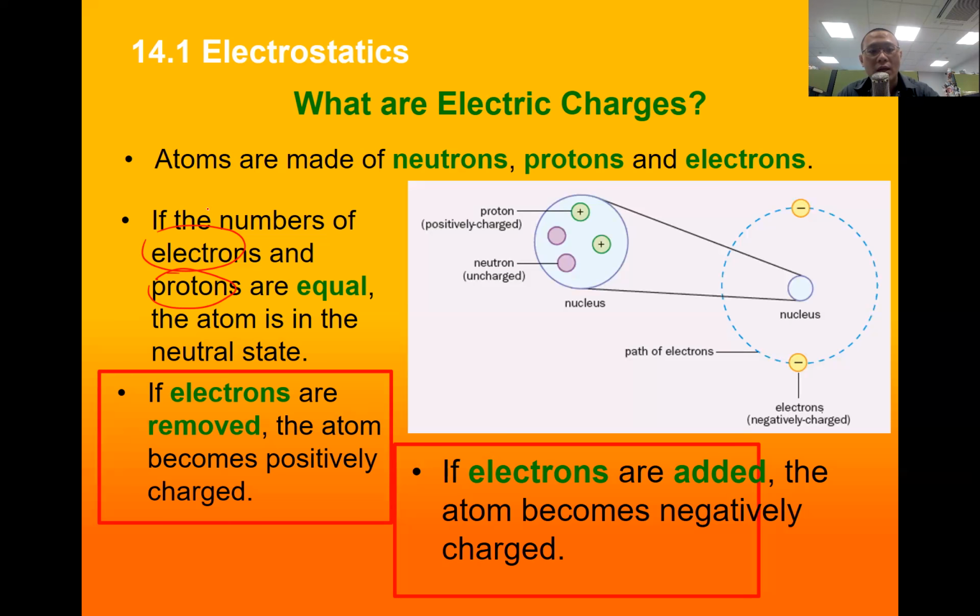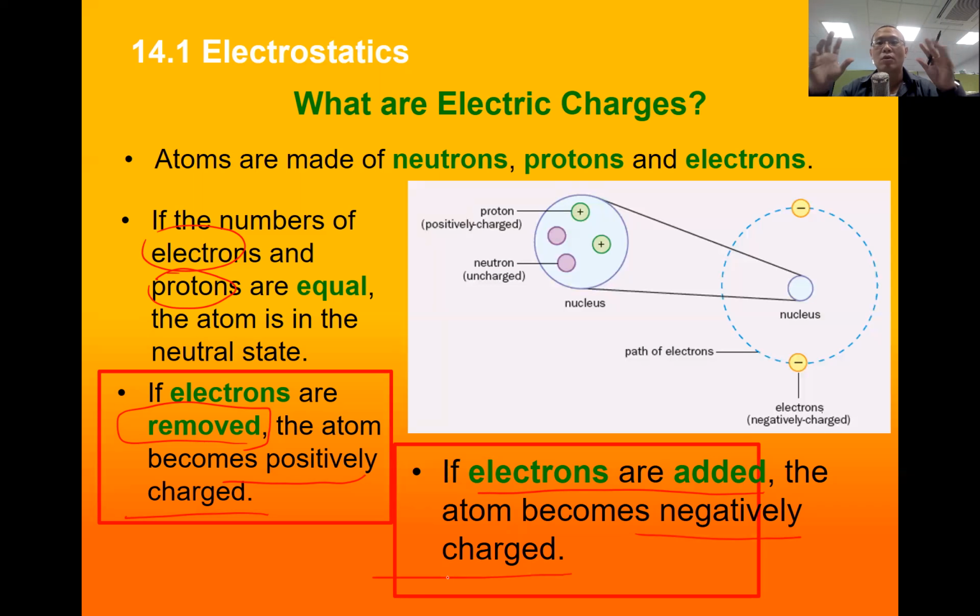Let's say my electrons are removed. To simplify, the atom itself is lacking electrons. As a result, the overall charge in the system will have more positive charges as compared to negative charges. So I would say the atom will now become a positively charged particle. The reverse will also happen. What happens if additional electrons are added? Now my electrons will be more than my protons, the positive charges. So the overall net charge for this atom will be negative, so I would say the atom will be negatively charged.